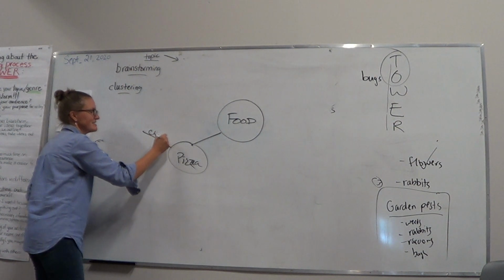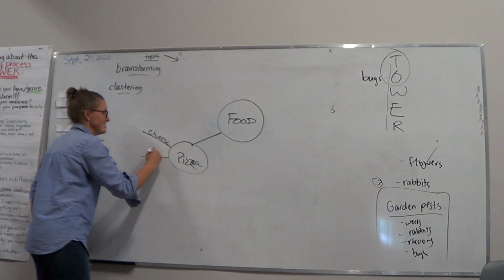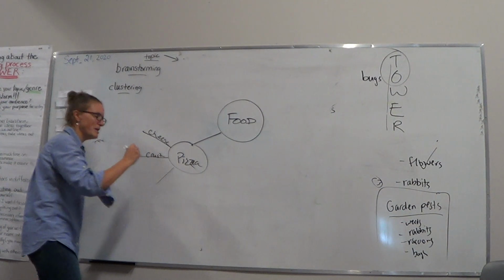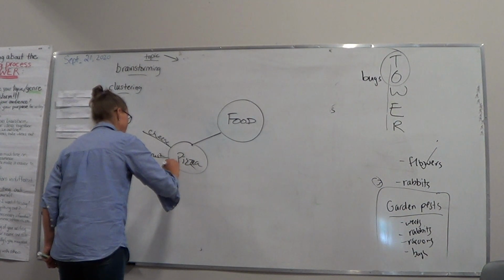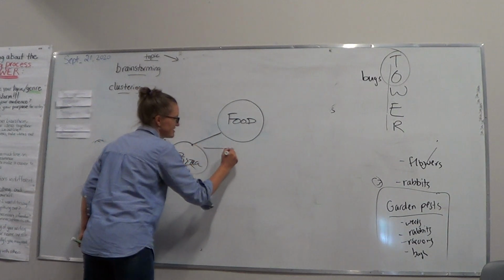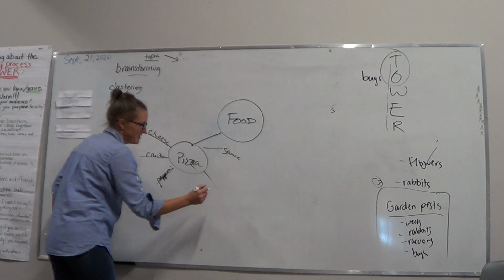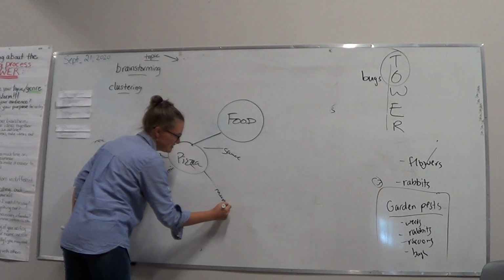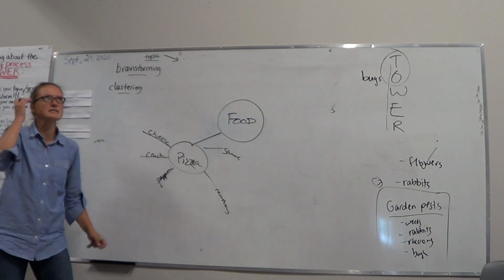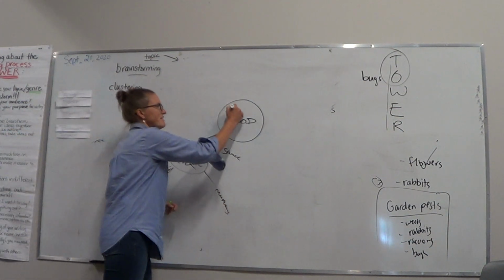Cheese. Cheese. Someone help her out here. Crust. What else? Pepperoni. Oh, we have pepperoni on it. Don't know how to spell it. Lettuce. Sauce. Yep. What else? Mushrooms. Mushrooms. Okay, so I'm already thinking, maybe this is going to be about my favorite foods.